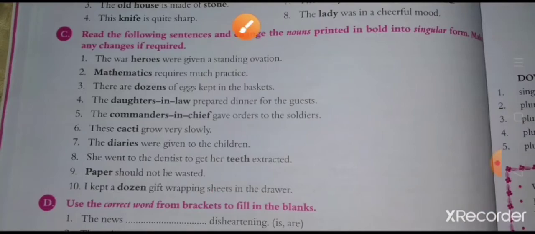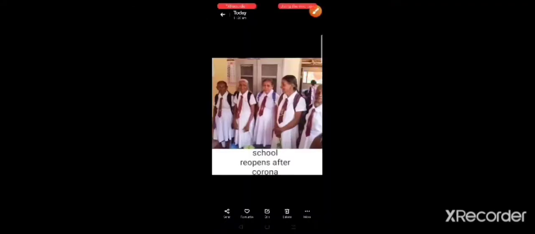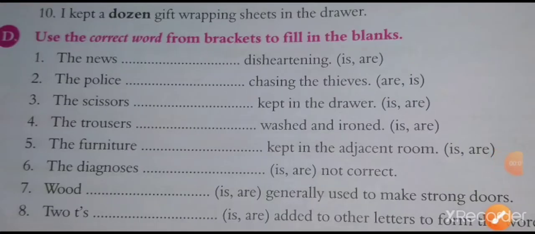So I think it is correct. Exercise D. Use the correct word from brackets to fill in the blanks. So now here we are going to use is or are. The first one is: the news dash disheartening. So here we are going to use is, because news is considered as a singular. So we are going to write is.